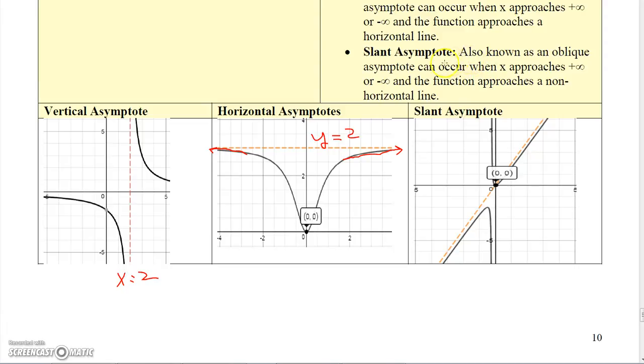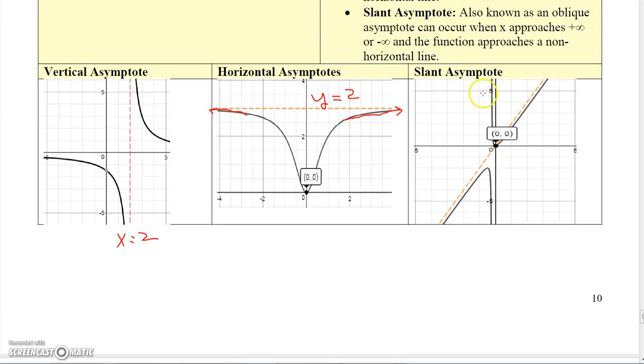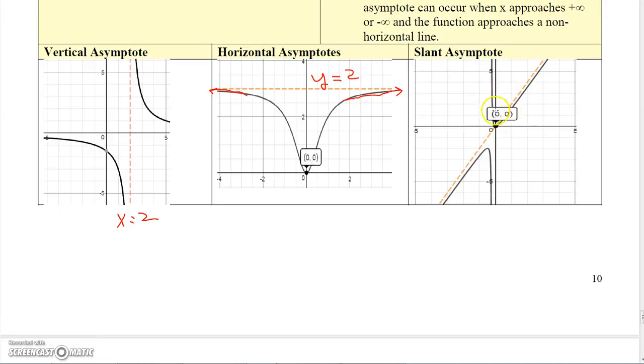And then a slant asymptote, also known as an oblique asymptote, can occur when x approaches plus or minus infinity and the function approaches a non-horizontal line. If you look at this graph, you'll notice that as x gets large, this function gets closer and closer to that slanted line, and as x gets very small, the function gets closer and closer to that slanted line. So that's a visual picture of what these three types of asymptotes look like. Next I want to show you how you can find these particular asymptotes from a given function.